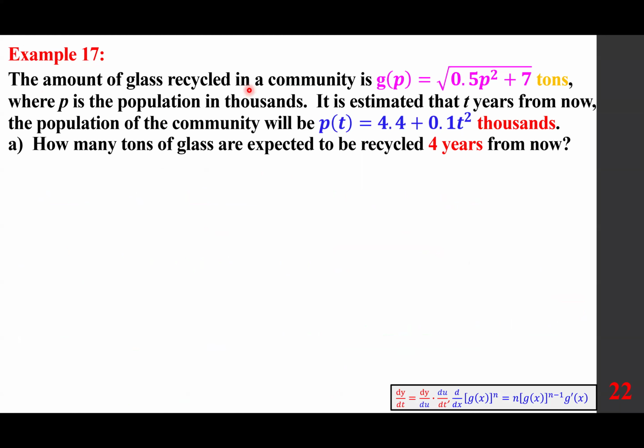The amount of glass recycled in a community is G of P equals the square root of 0.5 P squared plus 7 tons, where P is the population in thousands. It is estimated that T years from now, the population of a community will be P of T equals 4.4 plus 0.1 T squared thousands. How many tons of glass are expected to be recycled 4 years from now?